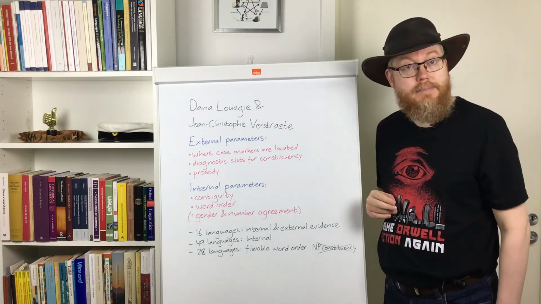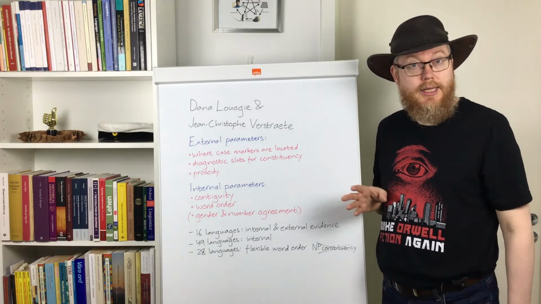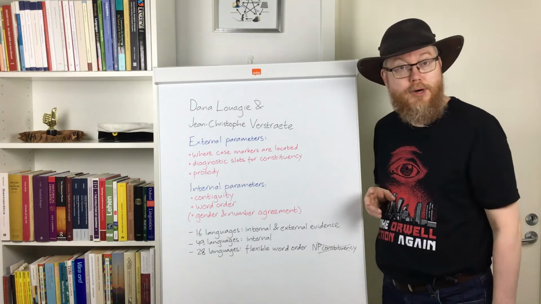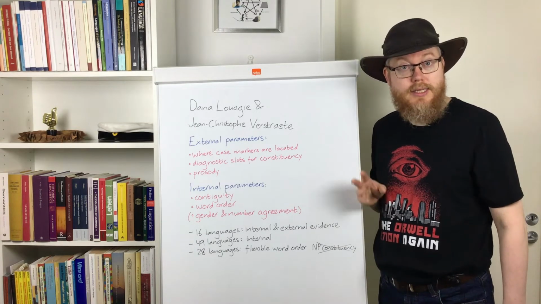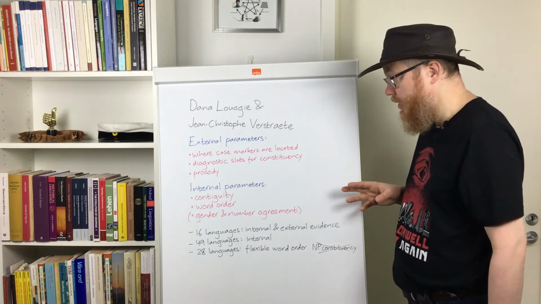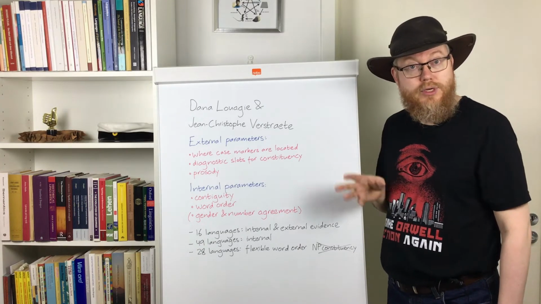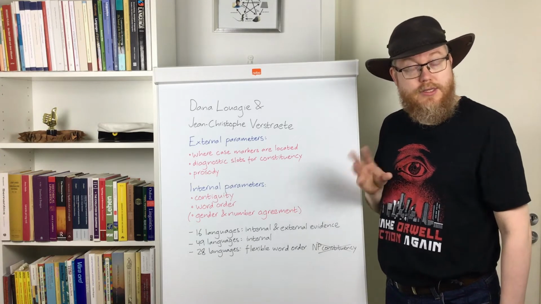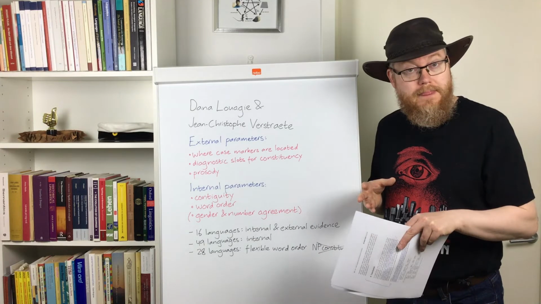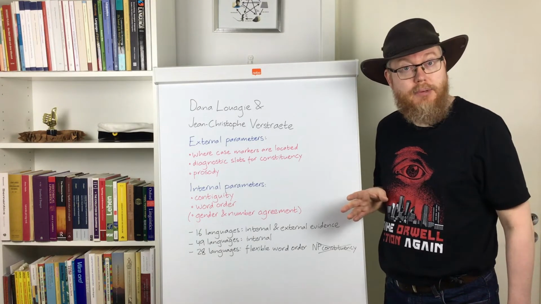And another external parameter would be prosody, but as they write in the article here, this is not well described in grammars of Australian Aboriginal languages. Probably not well studied either, but definitely not well described. And then there are internal parameters. So, contiguity. Are the words that are expected to belong to the same nominal expression standing next to each other or not? So that is contiguity. Word order. Is word order flexible or rigid?